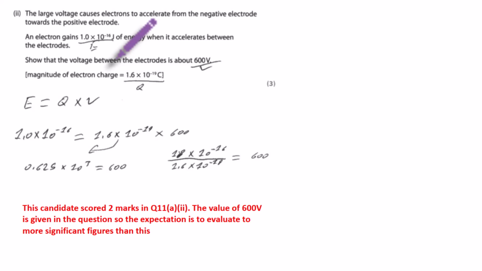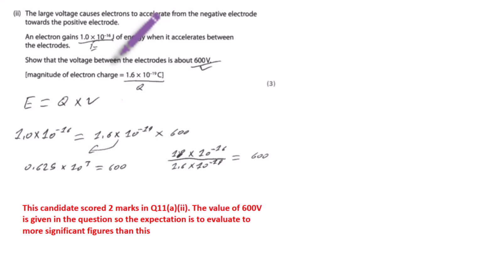A large voltage causes electrons to accelerate from the negative electrode towards the positive electrode. An electron gains 1.0 times 10 to the power minus 16 joule of energy when it is accelerated between the electrodes. Show that the voltage between the electrodes is about 600 volt. The candidate scored 2 marks.